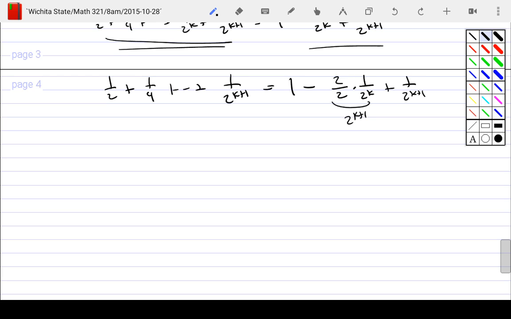And so what do we have? 1 over 2 plus 1 over 4 plus everything up to 1 over 2 to the k plus 1 equals 1 minus 1 over 2 to the k plus 1. So, true. We're done.